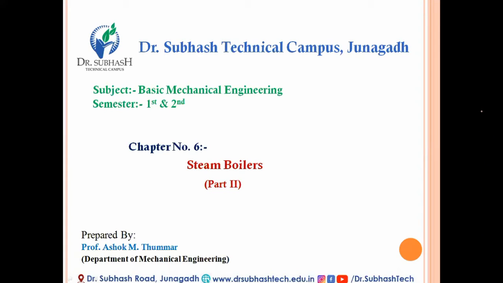Look at the screen, today's chapter, that is chapter number 6 from subject Basic Mechanical Engineering, and chapter name is Steam Boiler Part 2. In my previous video lecture, we have discussed a lot on same chapter Steam Boiler as part 1. During that lecture, I discussed an introduction and the classification of boiler, and at the end, I also discussed specially the Cochran boiler. So in this lecture, we will discuss the remaining types of boiler.